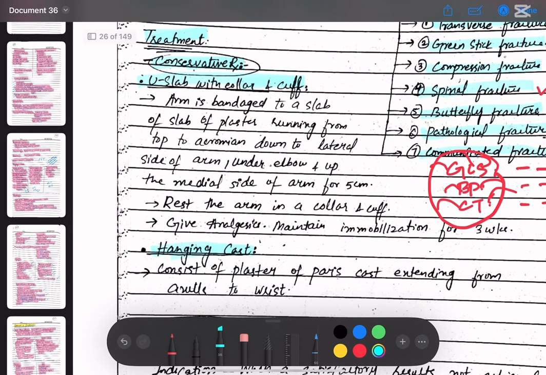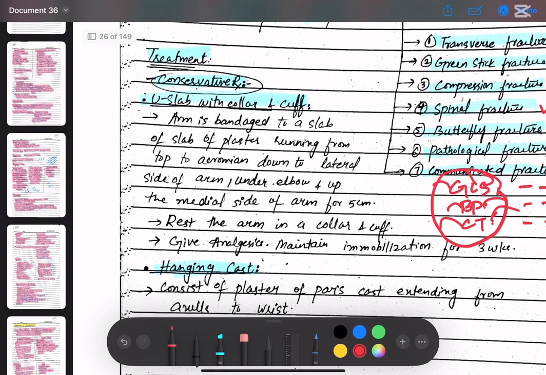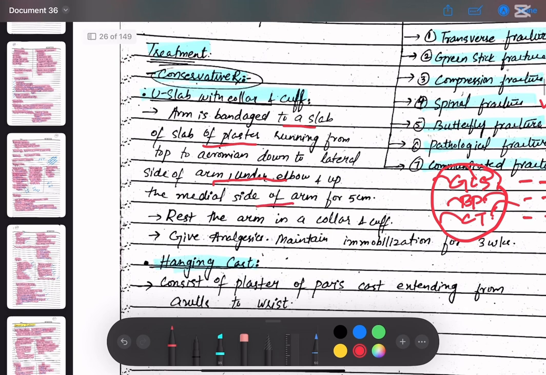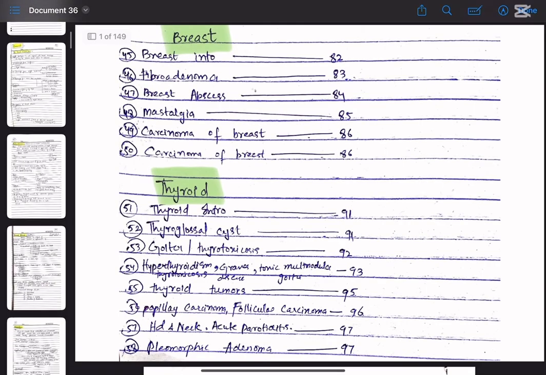Arm is bandaged to a slab of plaster running from the top of acromion down to the lateral side of arm under elbow and up the medial side of arm for 5 cm. Rest the arm in a collar and cuff and give analgesics and maintain immobilization for 3 weeks. This is the general treatment for the fractures.